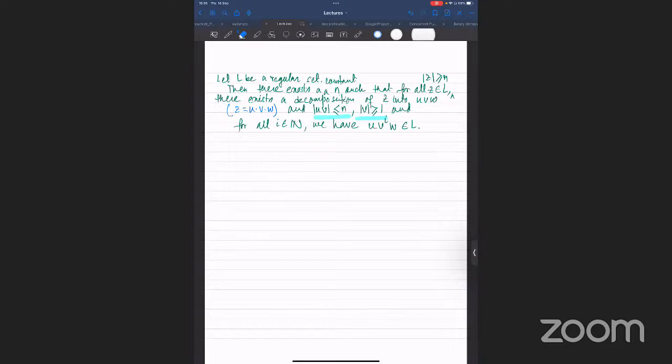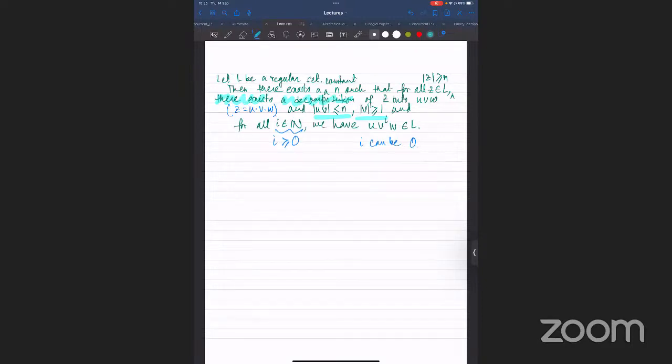When I'm saying this, note that I can be 0 also, so I is greater than or equal to 0. It means that you have removed the V, and then also the word should belong to the language. It's also important to note that there exists a decomposition of Z into UVW.